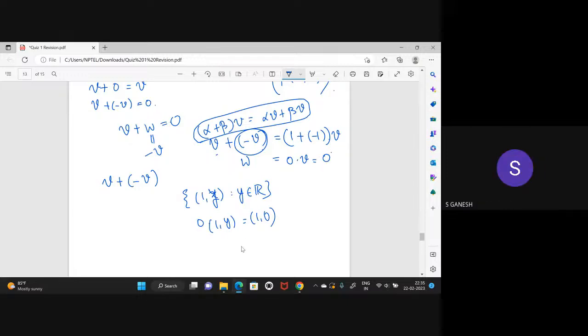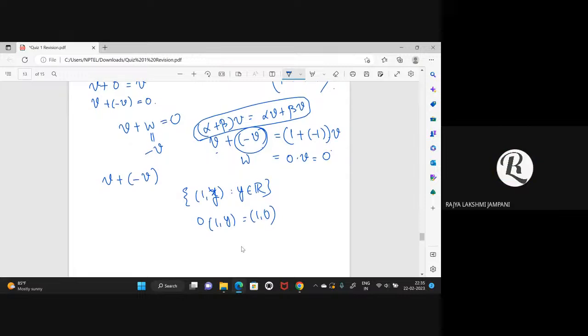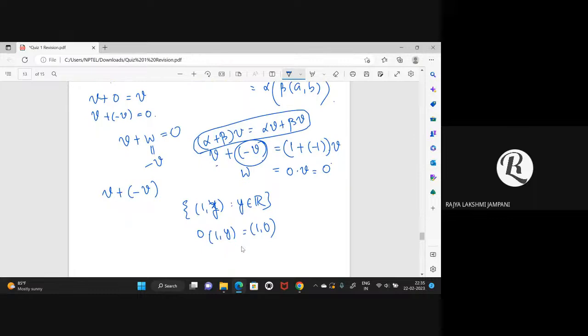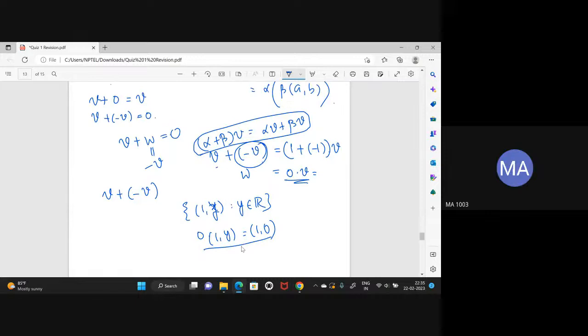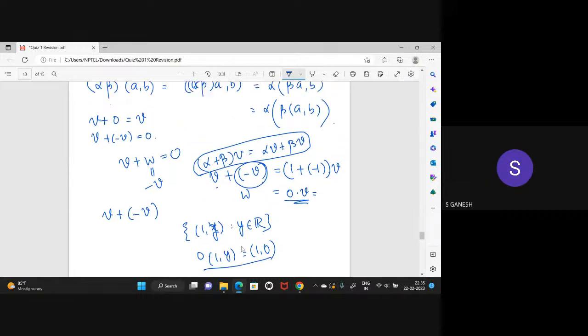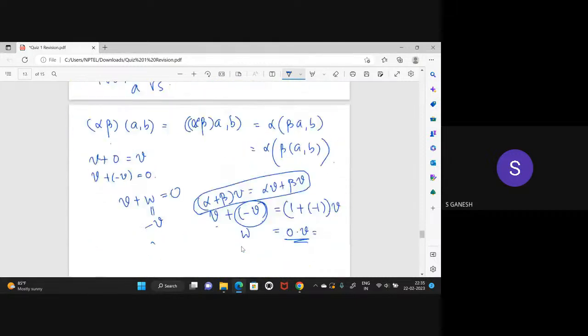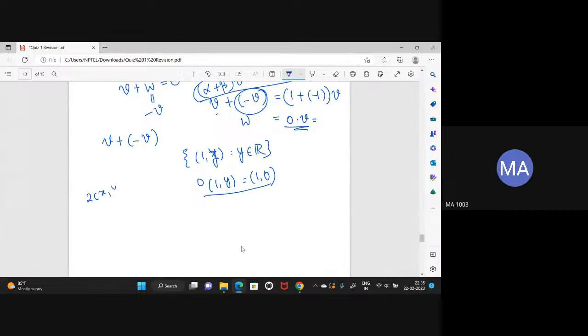Ma'am, that scalar multiplication is (2c x, y). This situation is perfectly true when 0v is equal to 0 for that vector space. He's asking why is 0 into v equal to (0, 0)? Here, ma'am, it will be (1, 0) again. Ma'am, can I tell one thing? The usual addition and scalar multiplication is like (2c x, y). So for this one, the zero vector is (0, 0), whatever it may be, because of usual addition. So v is like (1, 2). So you compute this negative v.